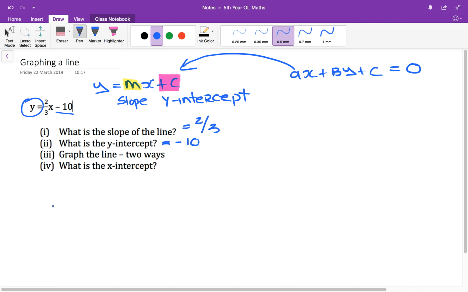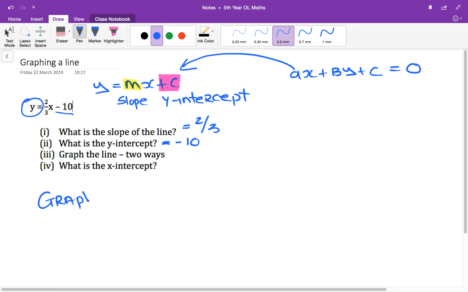Okay, so if, like in this question, it's in the form y equals mx plus c, getting the slope and the y-intercept is just a simple read it straight off the equation. But if it's given in this form, where the x, the y and the number are all on the left hand side and equals 0, you need to switch it into this form first, and then you'll be able to read off your slope and your y-intercept. Okay? So, the graph. There's two ways of doing the graph.